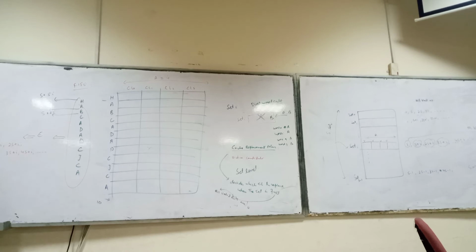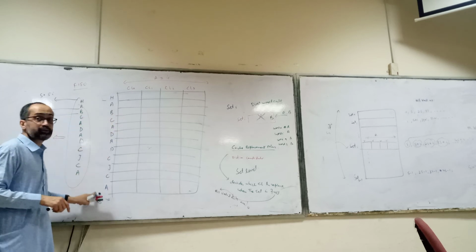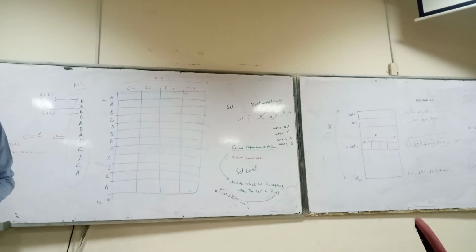We are not considering the blocks that are mapped to a different set, because the cache replacement policy is applied at the set level, not at the cache level. So we assume that all these blocks, H, A, B, C, A, D, are mapped to a particular cache set.